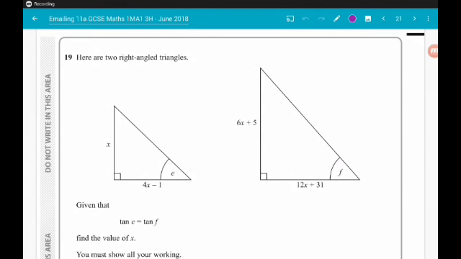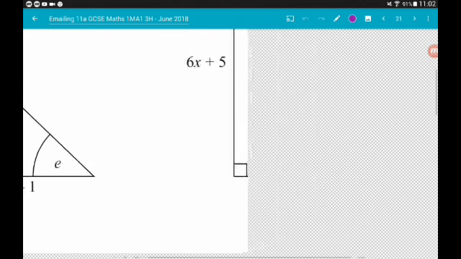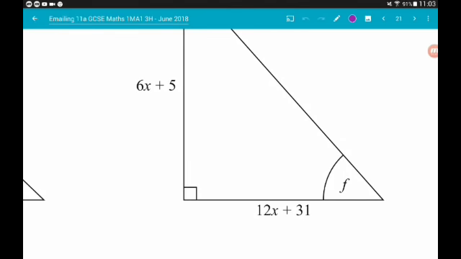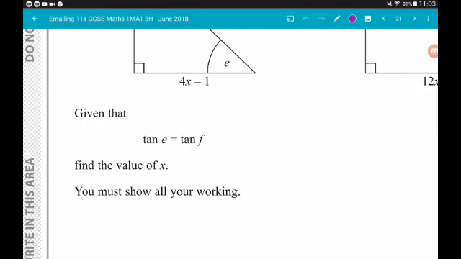Question 19, we've got 2 right-angled triangles. The left-hand side one has a height of x and a base length of 4x minus 1, and it's got this angle E. And then the other one has a height of 6x plus 5 and a base length of 12x add 31 with an angle of F. Now we are told tan E is equal to tan F, and our mission is to find the value of x.